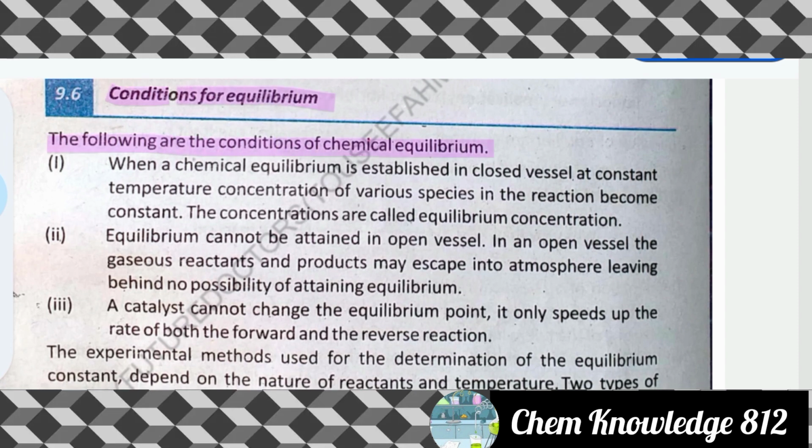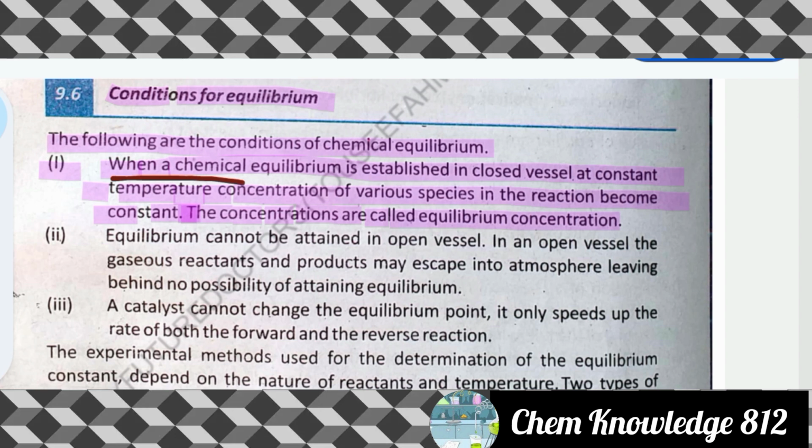Now, conditions for equilibrium. The following are the conditions of chemical reactions. Number one: when chemical equilibrium is established in a closed vessel at constant temperature, the concentration of various species in the reaction becomes constant. The concentrations are called equilibrium concentrations.